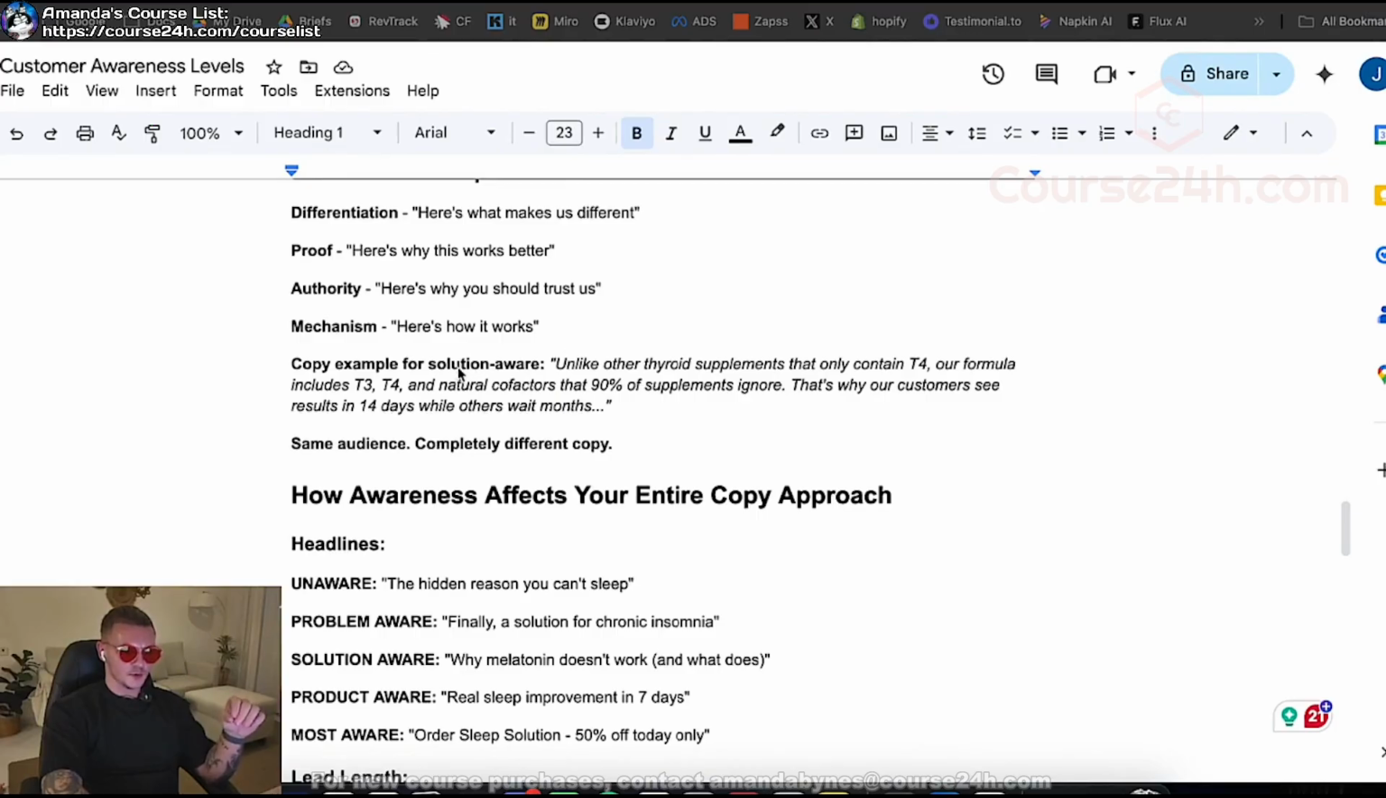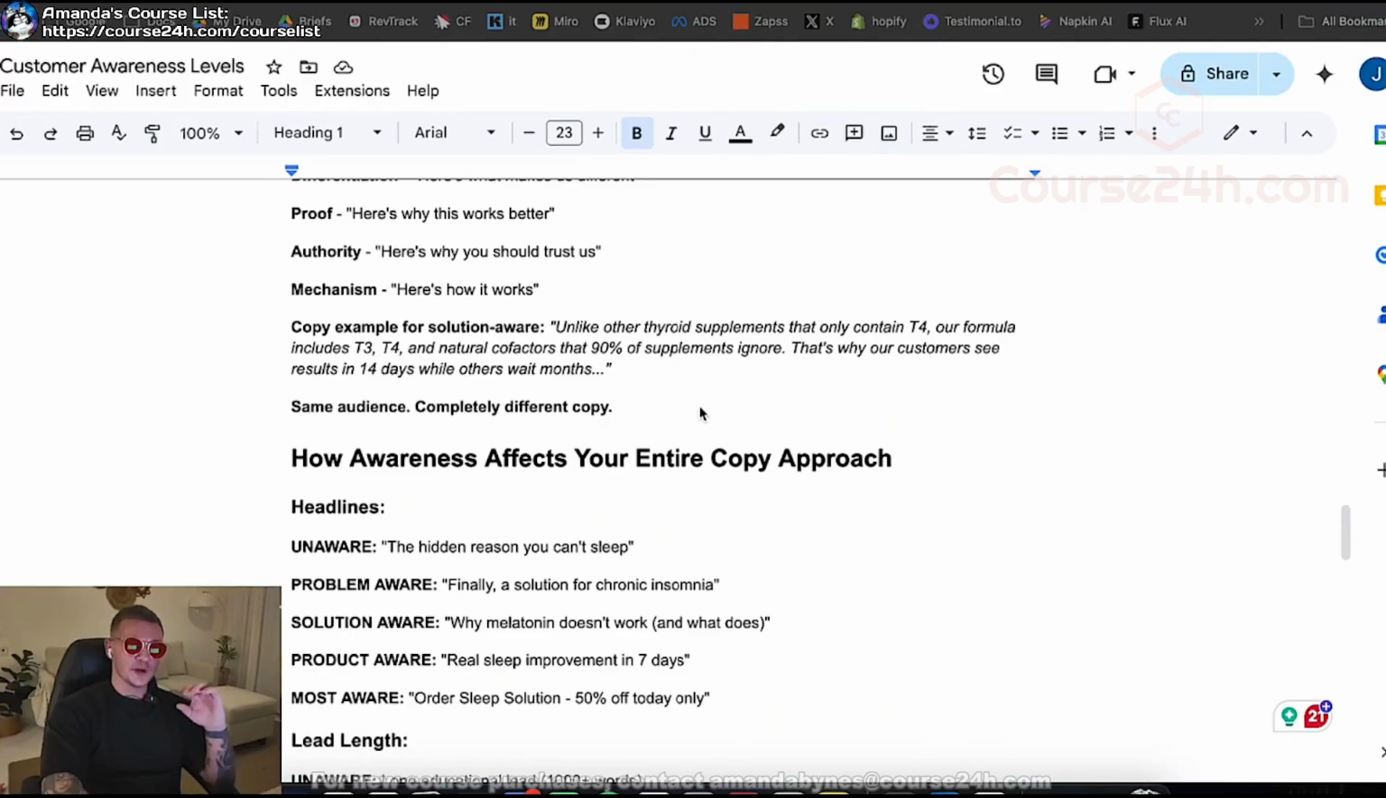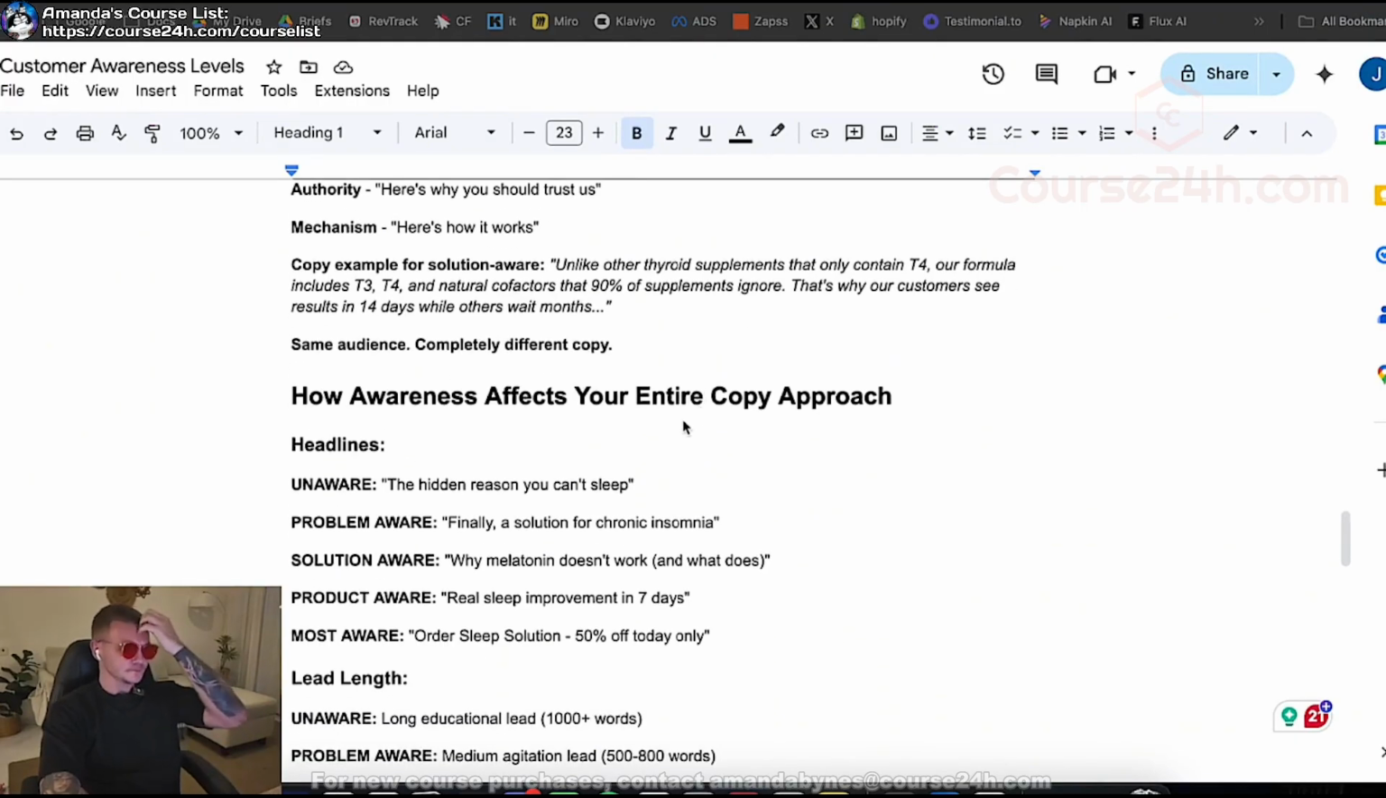So, copy example for solution-aware. They've maybe looked at other products. "Unlike other thyroid supplements that only contain T4, our formula includes T3, T4 and natural cofactors that 90% of supplements ignore. That's why our customers see results in 14 days while others wait months." So they've been shopping around, they know that there's other supplements out there, but oh, this one has T3, T4 and other things in it. The other ones I was looking at just had T4. This one must be the best one. Same audience, but it's completely different styles of copy.